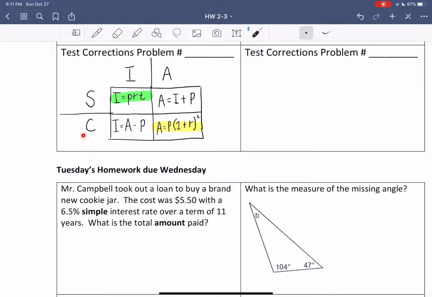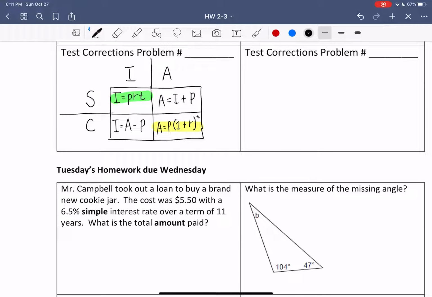And then I've done the same thing for compound, how to find the interest earned or paid according to the compound formula. So this will be helpful. So the S stands for simple, C compound, I stands for interest, and A stands for total amount.